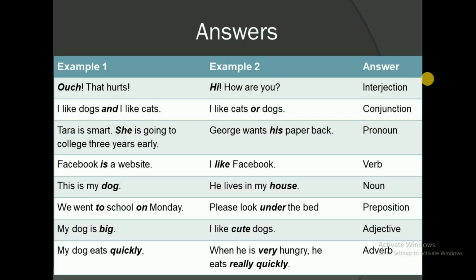Here are your answers. So ouch, as we saw, is an interjection. And, or, conjunctions. She, his, are pronouns, and so on.